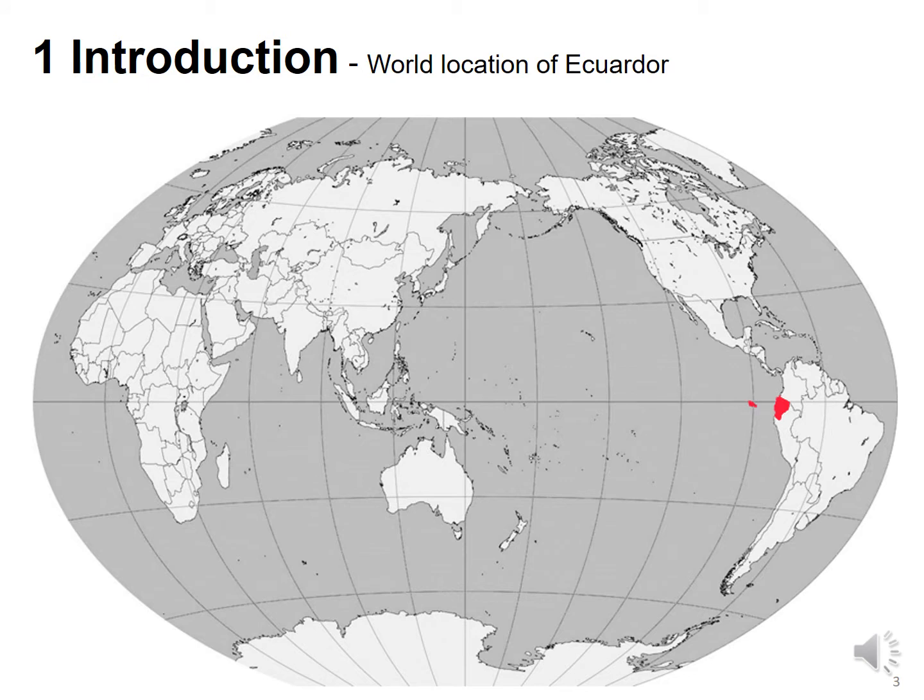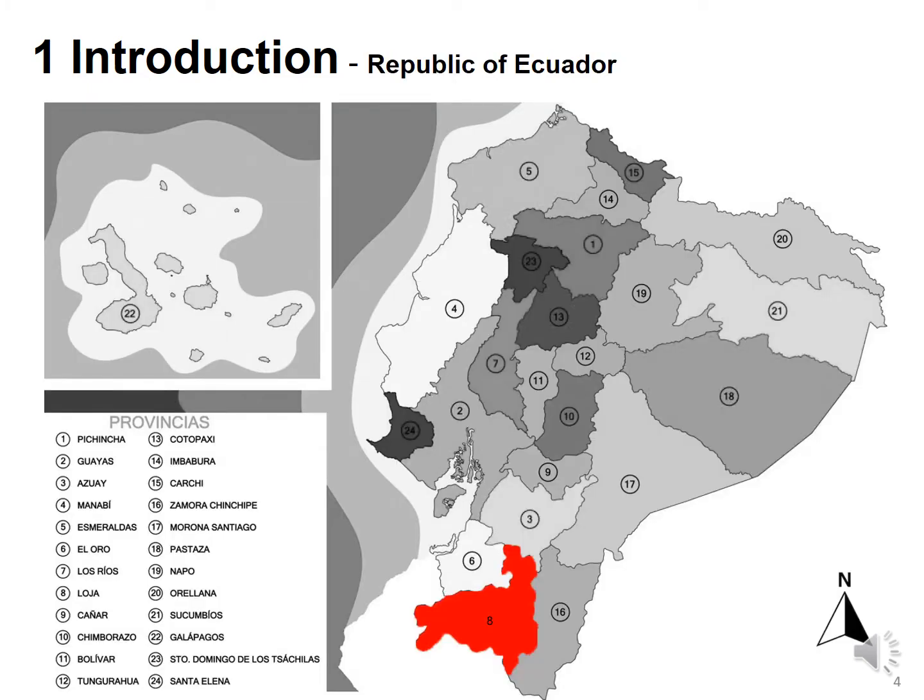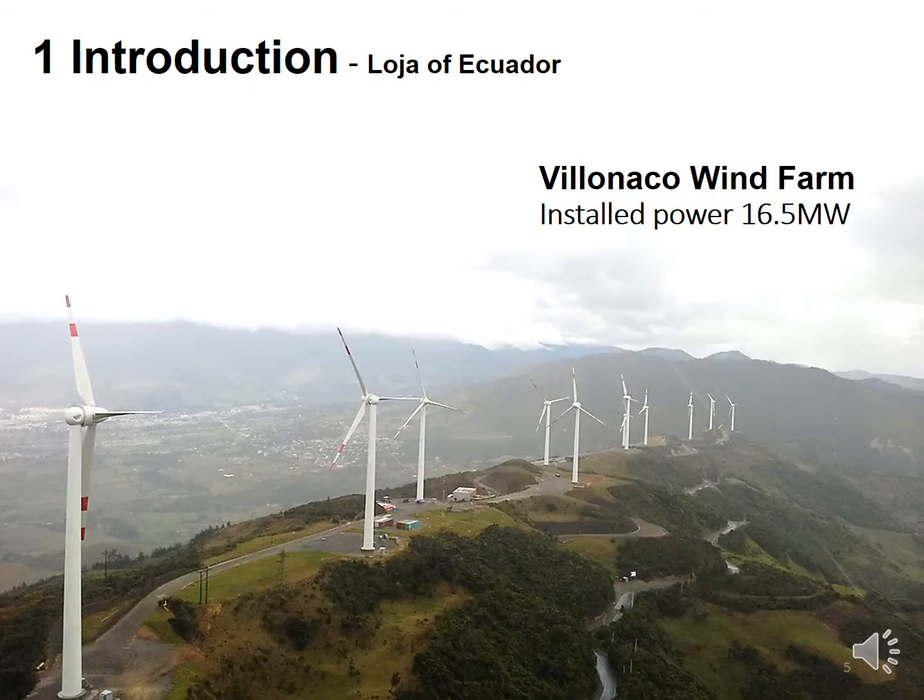1. Introduction. This is the location of Ecuador in the world, here, and here is Galapagos, part of Ecuador. The case study that we will analyze is from Loja, Ecuador, located south. One reason why I carry out the research is because the wind farm is close to the city. Therefore, the generation of the wind farm covers directly the consumption of the city. In this case, the city is a real laboratory to study renewable energies.